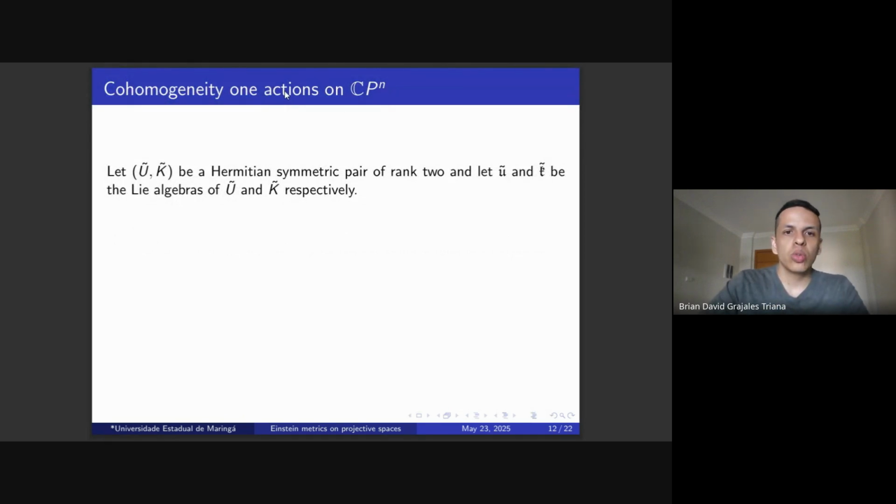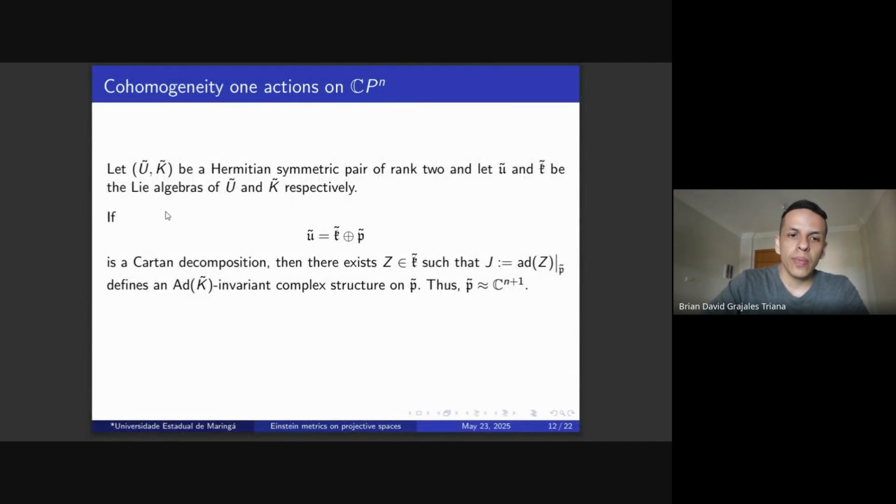Okay, so now we're going to talk a little about cohomogeneity one actions on CP^n, and how we can construct them. So let's start with a Hermitian symmetric pair of rank 2, (U, K), and denote by u and k the Lie algebras of the groups. If you take a Cartan decomposition of the Lie algebra of U, k plus p, it's a classical result that there exists an element Z in k such that the adjoint representation of Z restricted to p is a complex structure on p, and it is invariant with respect to the adjoint representation of the group K.